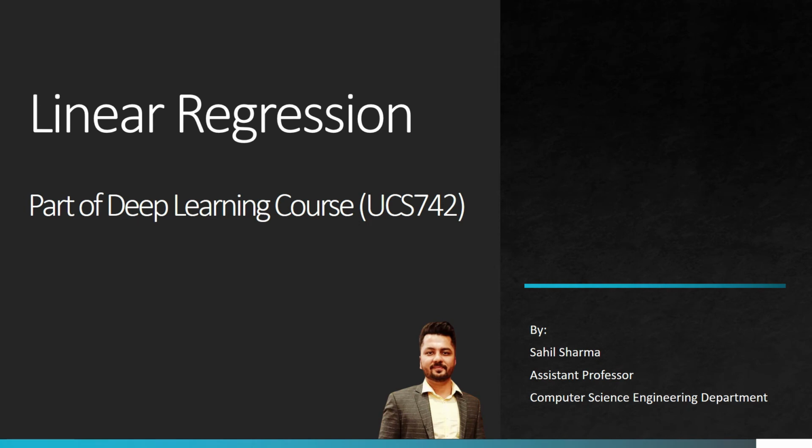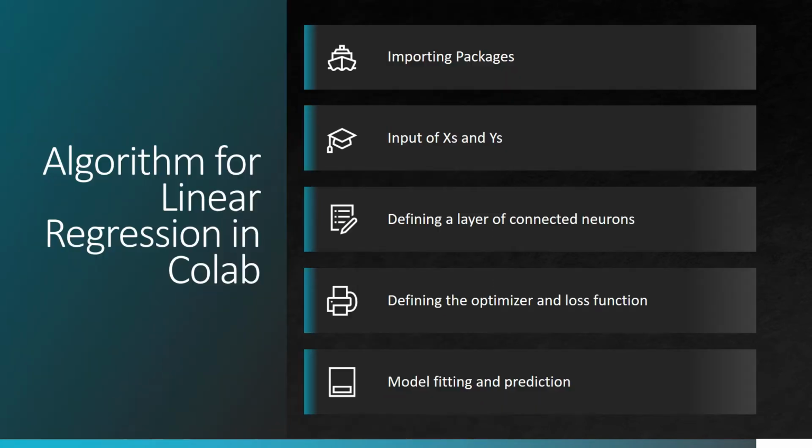Hello, in this video we are going to do programming for linear regression in deep learning using TensorFlow. There are 5 steps to it. Initially we have to import the packages, and after importing the packages we have to give the input for the x and y. When the x and y arrays are given, based on that our linear regression model has to find the best fit equation.